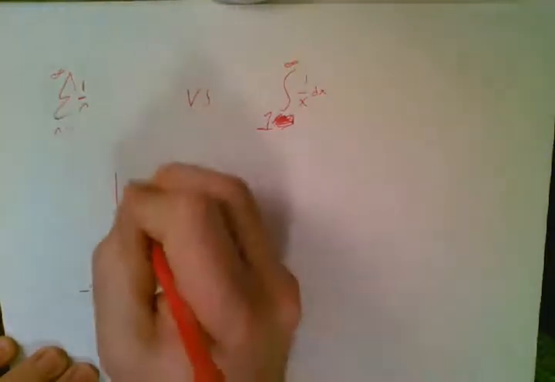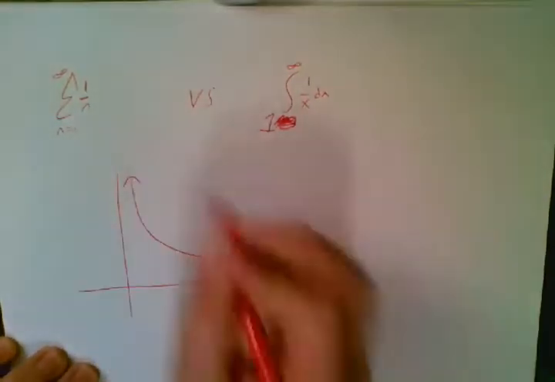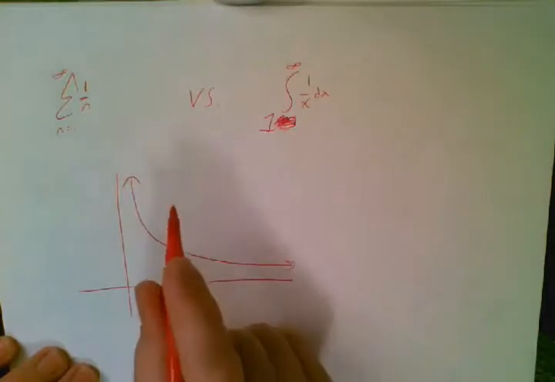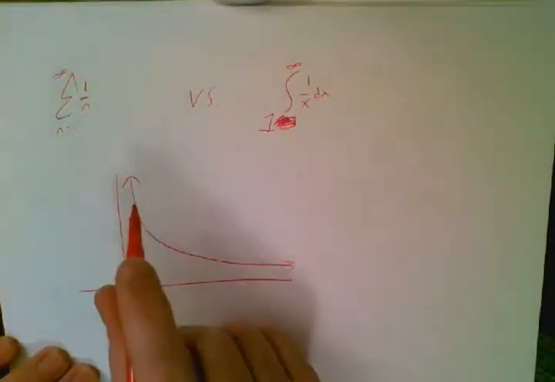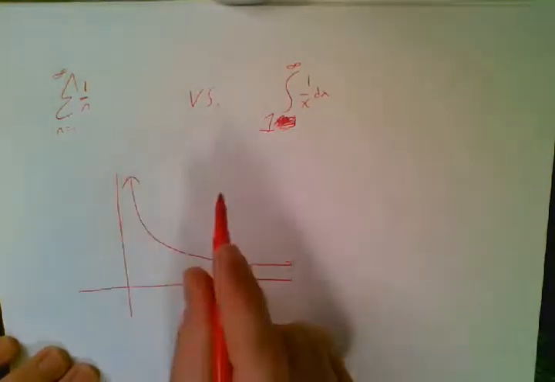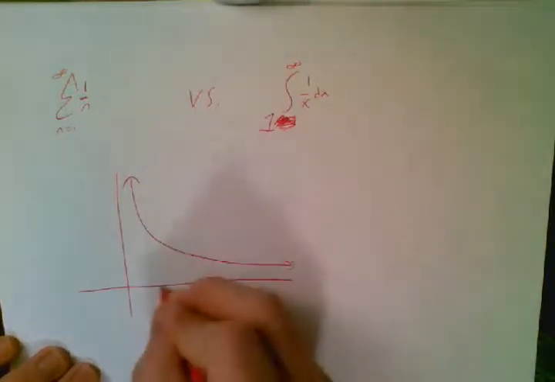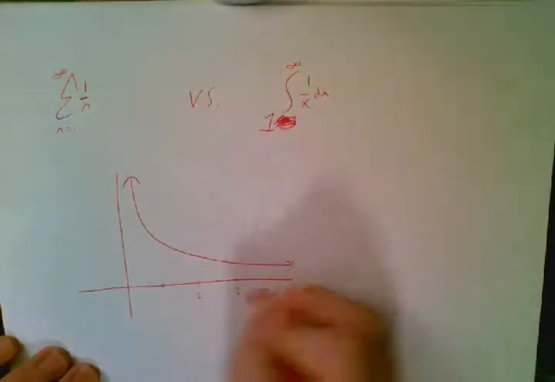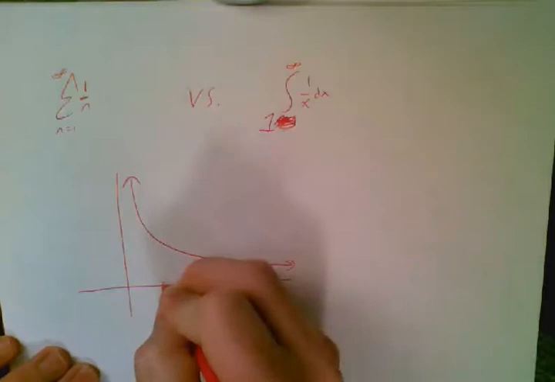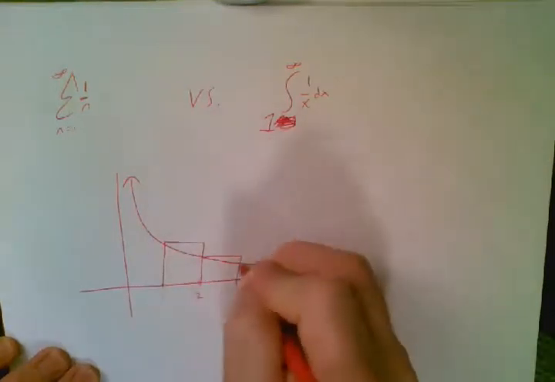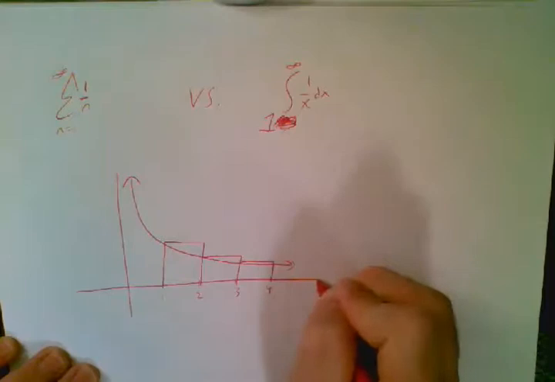And here's our picture for 1 over x. Basically looks the same. And we're going to go ahead and do rectangles, but this time I am going to do left-hand rectangles instead of right-hand, because this time I do want to actually be above the curve, and I'll explain why in a minute. So 1, 2, 3, 4. So left hand would be like this. Let's get at least one more in there.